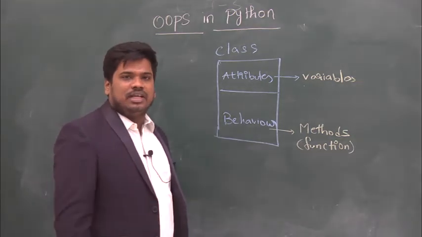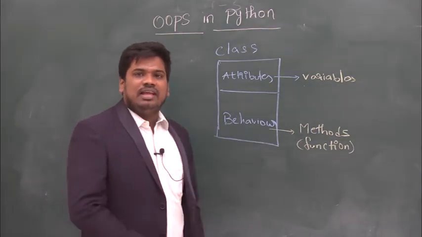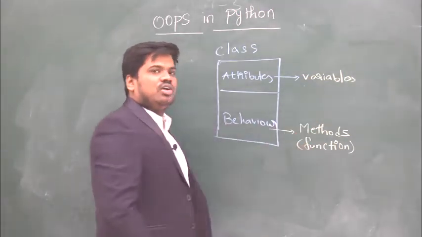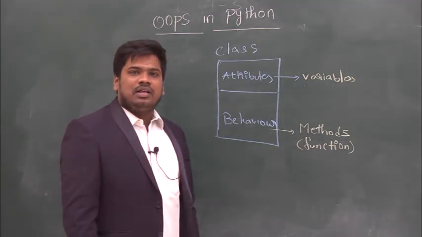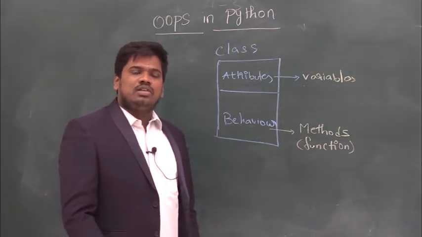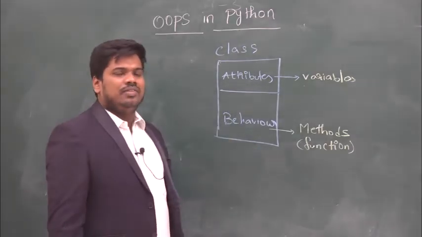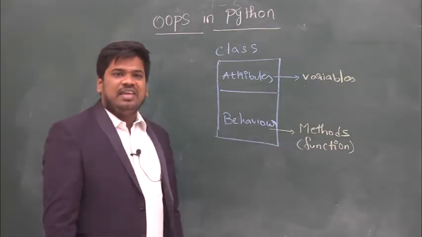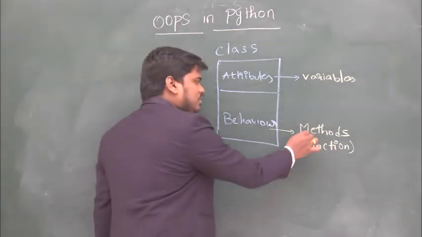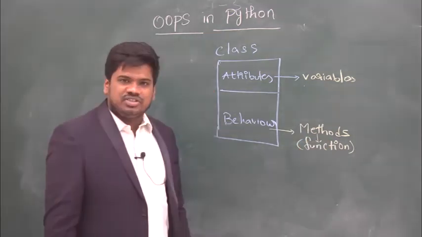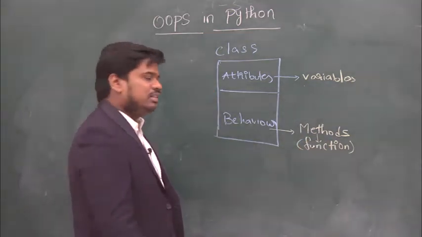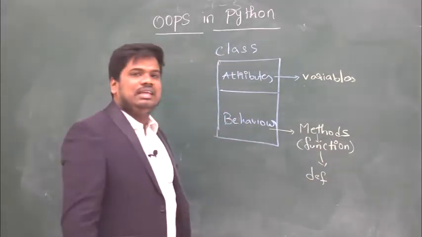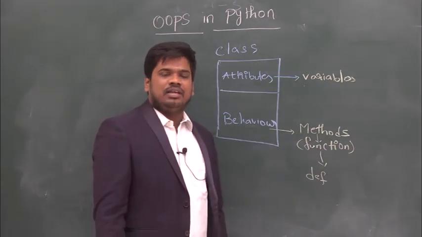Coming to the attributes, they are known as variables. In our Python unit number 1, we learned about the various language fundamentals. In that we learned about variables, and the various important rules applicable to write a variable. All those rules will be applicable here as well. We have to follow those rules only. Coming to the next one, behavior is nothing but methods, which are also known as functions. We already know that functions in Python should start with the keyword def. Is it clear?